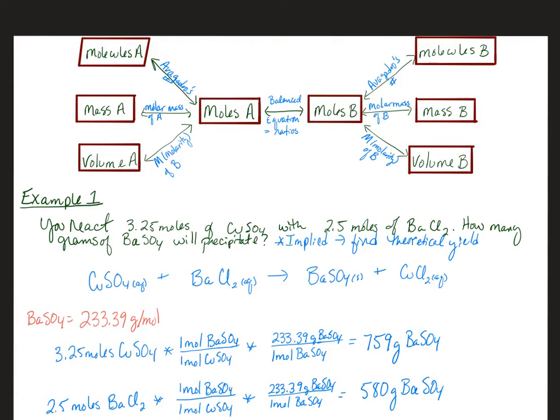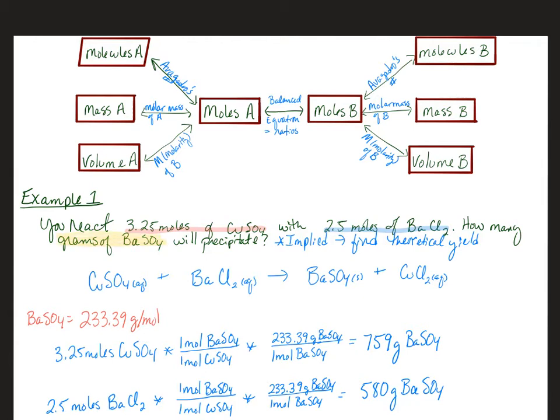Okay, so now we're going to start with an example problem. We're going to react 2.5 moles of CuSO4 with 2.5 moles of BaCl2. And the question is, how many grams of BaSO4 will we get in the end?